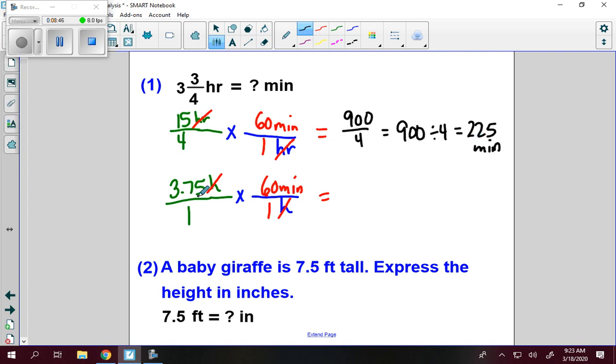If I would just do 3.75 times 60, I would get my 225 minutes right away. So the benefit of using the bottom one is you don't have to worry about those fractions. But the benefit of using the top method is if that 4 was something like a 3, then you would have gotten a more exact answer using this versus rounding it. All right.